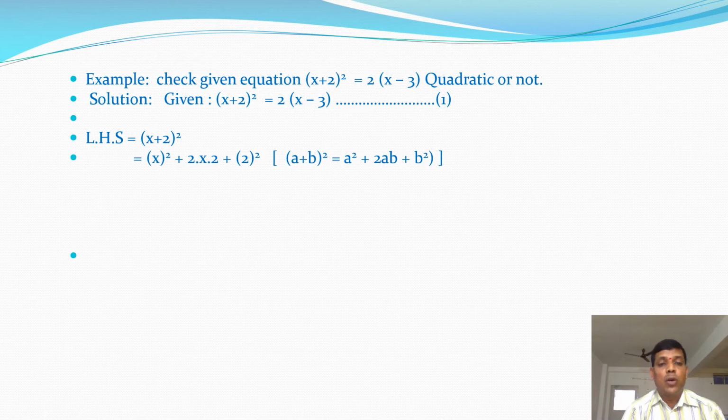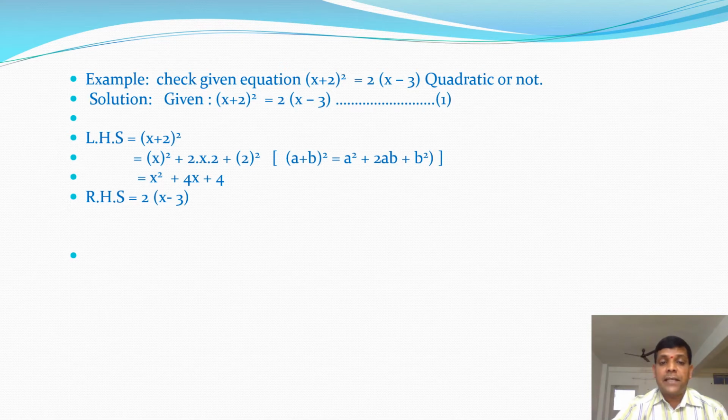LHS equals x plus 2 whole square. It is in the form of a plus b whole square. So the formula for a plus b whole square equals a square plus 2ab plus b square. Here a is equal to x, b equals 2. A square means x square, plus 2ab means 2 into a into b, plus b square means 2 square. X square means x square, 2 into 2 into x is 4x, plus 2 square means 4. So x square plus 4x plus 4.